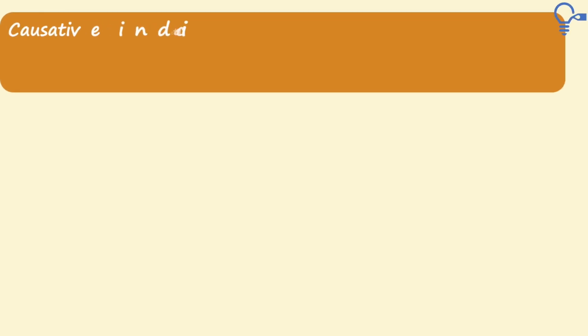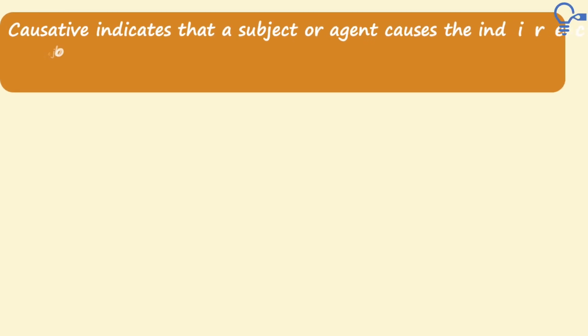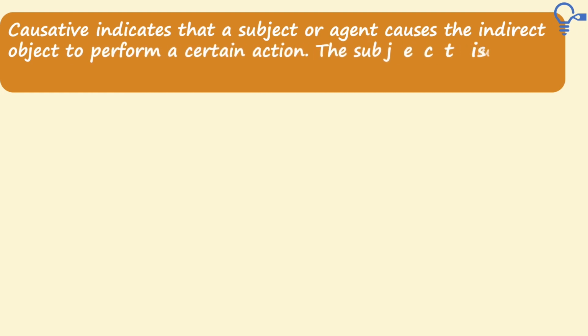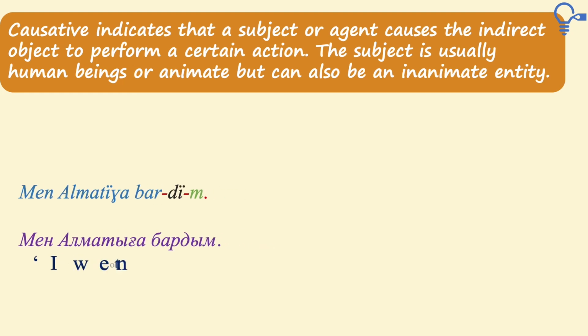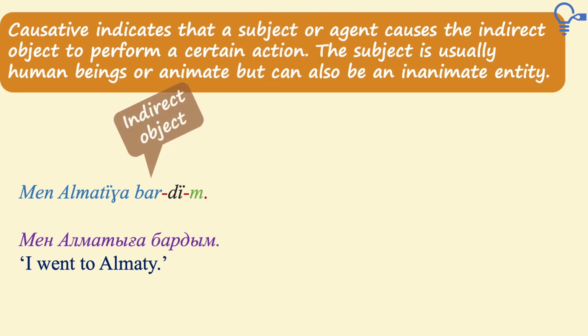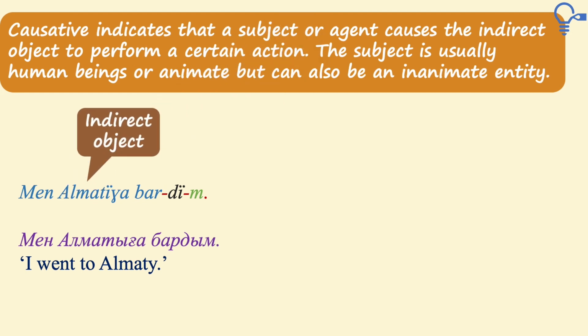As we said, causative indicates that a subject or agent causes the indirect object to perform a certain action. The subject is usually human beings or animates, but also can be an inanimate entity. There are two examples to capture the concepts accurately. Men Almatıga bardım. I went to Almaty. This is an active sentence where the subject, men, I, performs the action on his own free will.